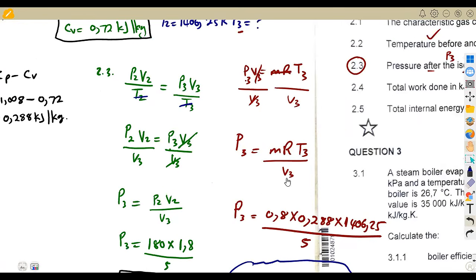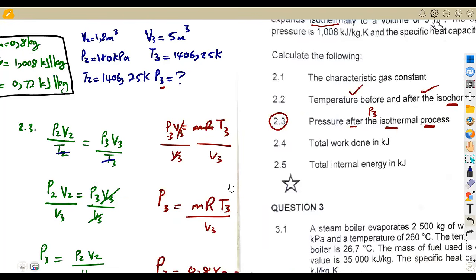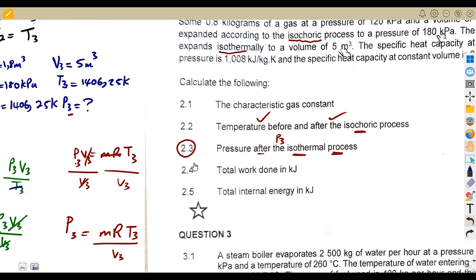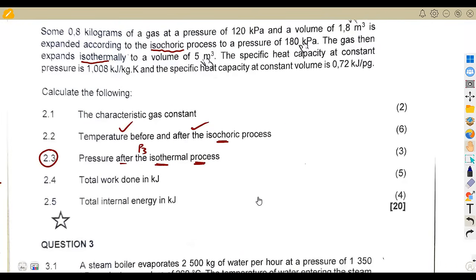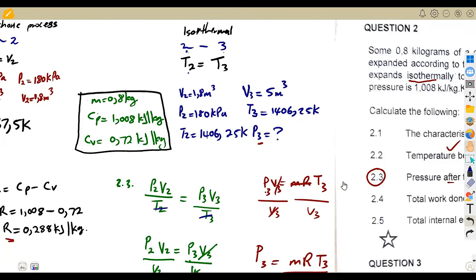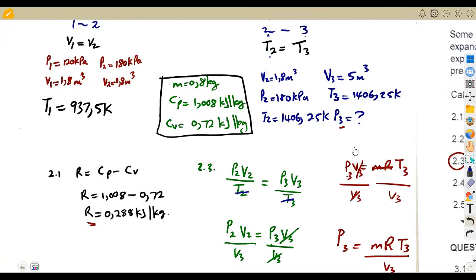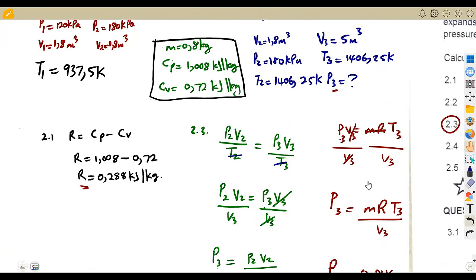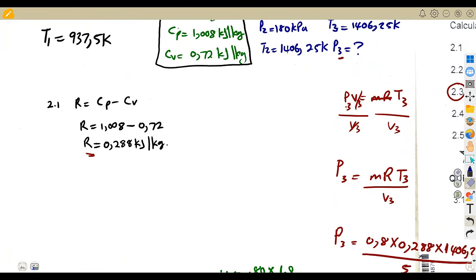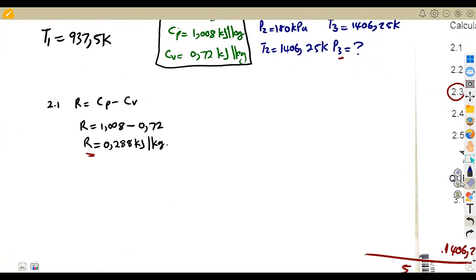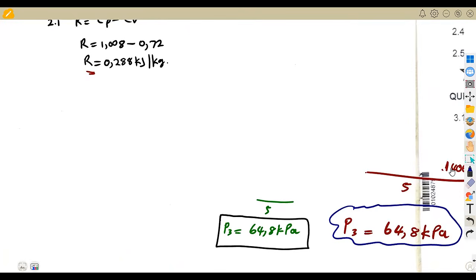All right, let us check the other part, where we are asked to determine the total work done, in this case in kilojoules. Take note, in kilojoules. That was 5 marks. So we need the total work done in kilojoules. Since we have these values, I'm just going to remove this part again. So I'm just going to work from this side here. Sorry for that, guys.